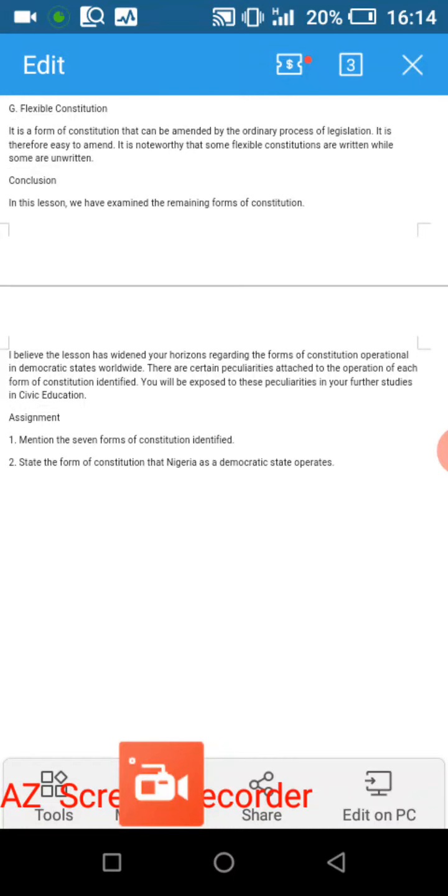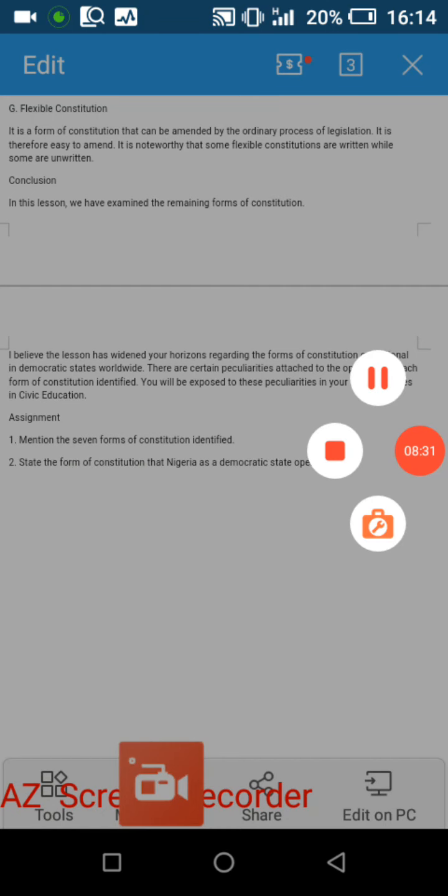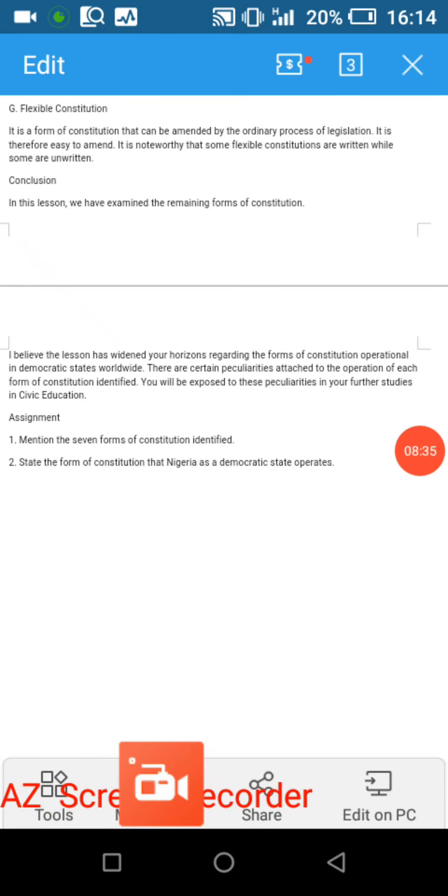Assignments. These are your assignment questions. Number one, mention the seven forms of constitution identified. Two, state the forms of constitution that Nigeria as a democratic state operates.